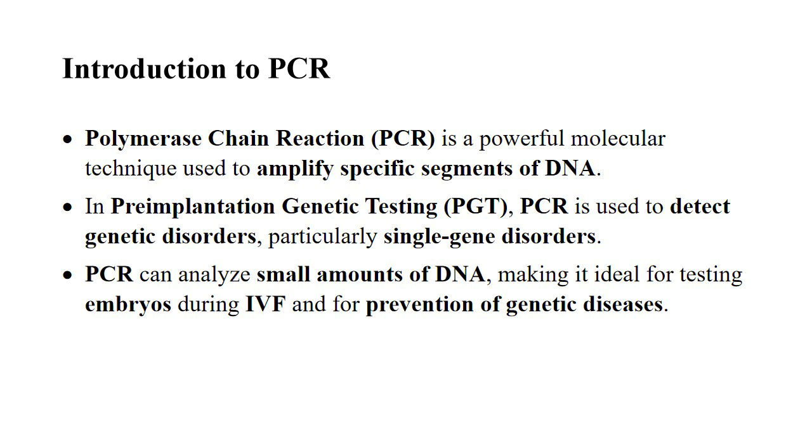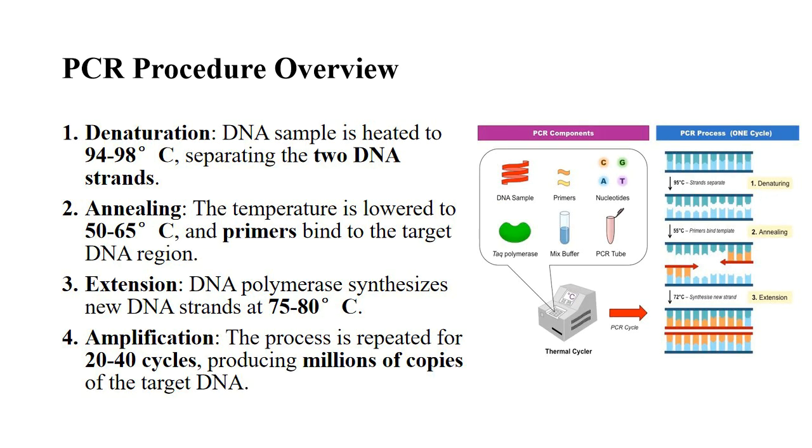In the context of pre-implantation genetic testing, PGT, PCR is commonly used to detect single gene disorders, such as cystic fibrosis, sickle cell anemia, or Huntington's disease, and to analyze embryos for genetic disorders before they are implanted during IVF. This section will explore the principles of PCR, its applications, advantages, and limitations, particularly in the context of genetic analysis in PGT. 1. Overview of polymerase chain reaction, PCR.